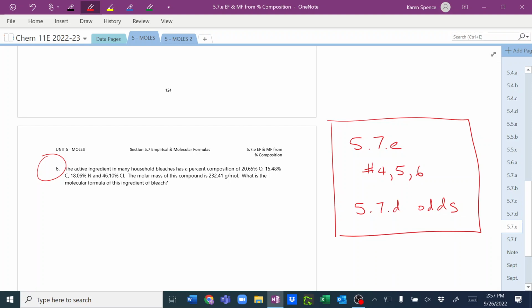And then tomorrow we will finish off both the lab and the mole unit. Okay? Because the last thing we have left is combustion analysis. Super fun. Yes.